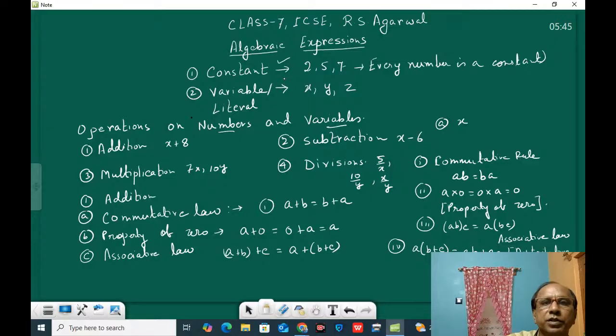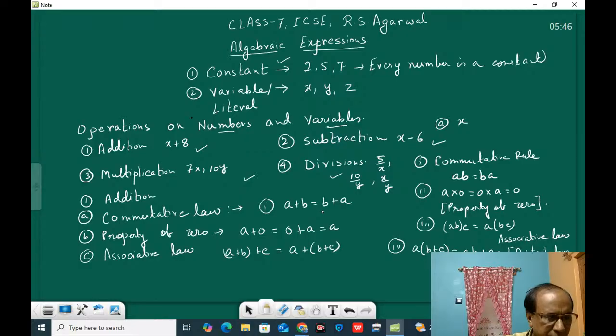What are numbers? Numbers are constants. And variables? A variable is a symbol which can change its value; the value is not fixed. Now we learn about algebraic expression. What is an algebraic expression? A combination of constants and variables connected by operations plus, minus, multiply, and division is known as an algebraic expression.